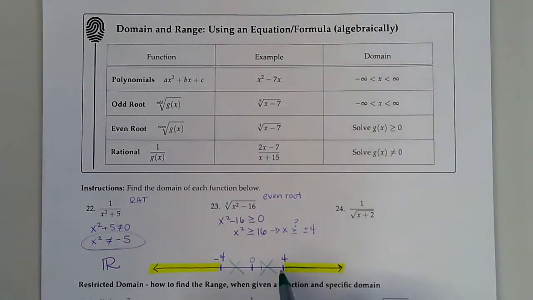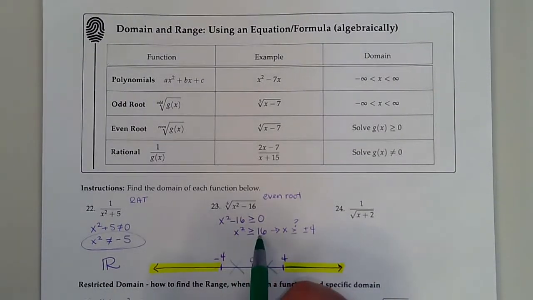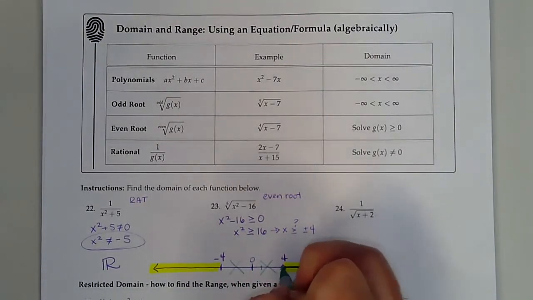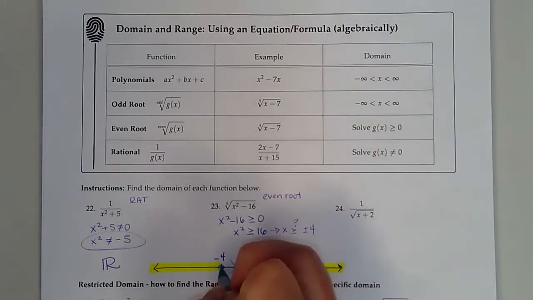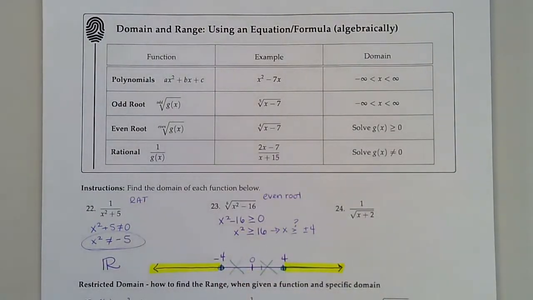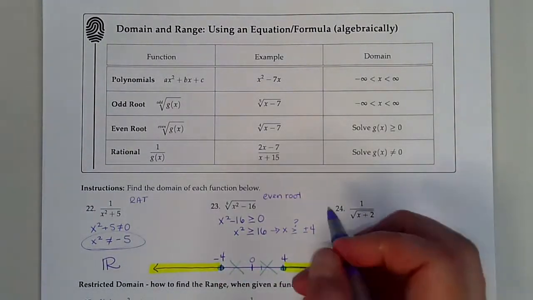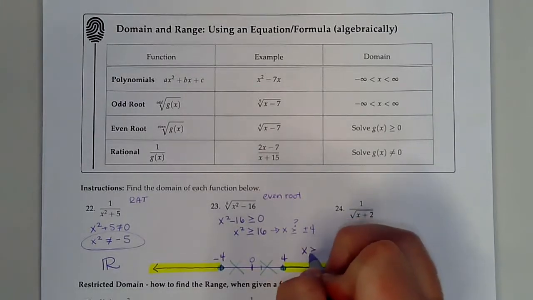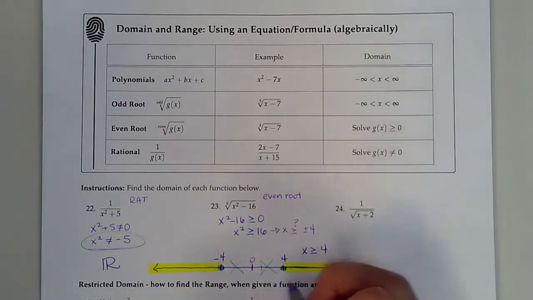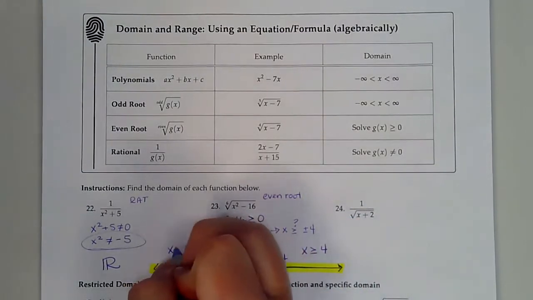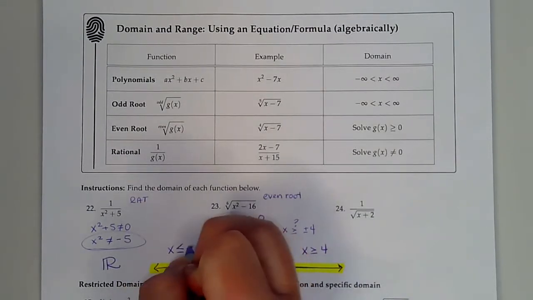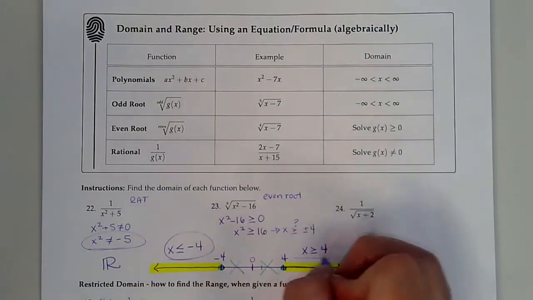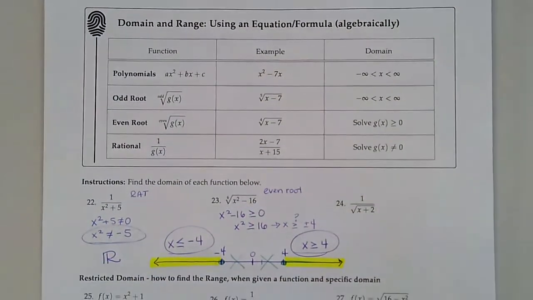Then let's double check on 4 and negative 4. If I put 4 in, 4 squared is equal to 16, so that does work. And the same thing with negative 4. So when I look at this, my domain is x greater than or equal to 4 over here, and on this side, x less than or equal to negative 4. So that domain has two parts to it.